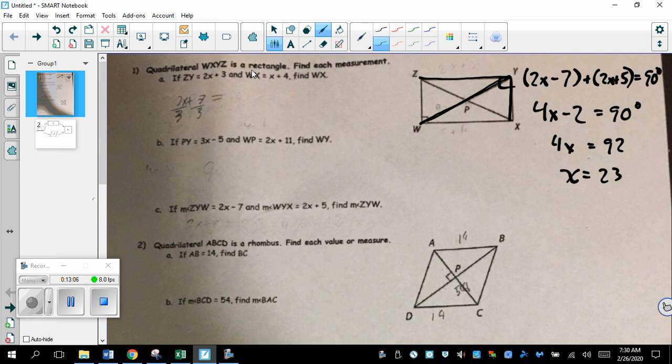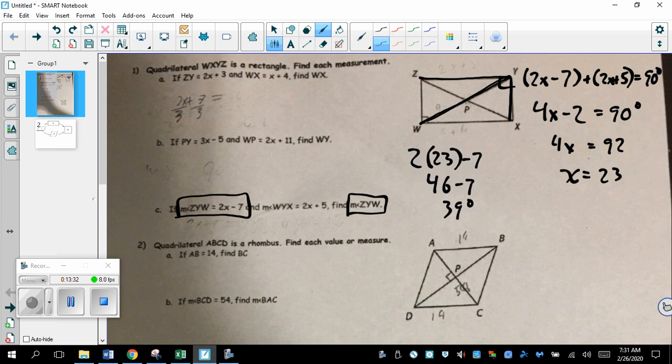Okay. Again, you want to check that, plug it back into both of them, but they were asking you for ZYW. Now, here you got to be careful because these two angles are not necessarily equal to each other. So ZYW was this first one over here. So we'd say 2 times 23 minus 7. Well, 2 times 23 is going to be 46 minus 7. So this is going to be 39 degrees. Okay? And be careful. Like I said, those are not necessarily equal. We'll get to cases where those are equal a little bit later. All right.